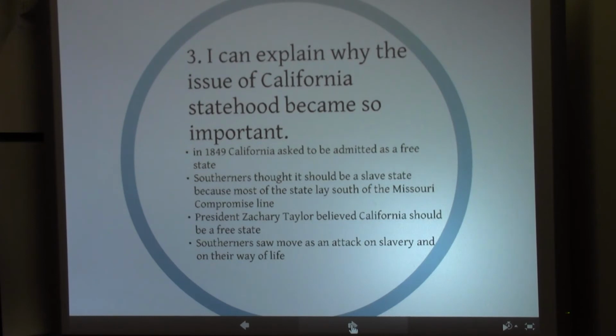President Zachary Taylor believed that California should be a free state. He believed that actually the climate and the terrain of California were not suited to slavery. And Taylor also believed that Southerners should leave the issue of slavery up to individual territories rather than Congress. His argument there was that Congress had a number of abolitionist members and it would be difficult to have any decisions made in favor of slavery. Southerners saw the whole move in terms of California being admitted as a free state as an attack on slavery and on their very way of life.